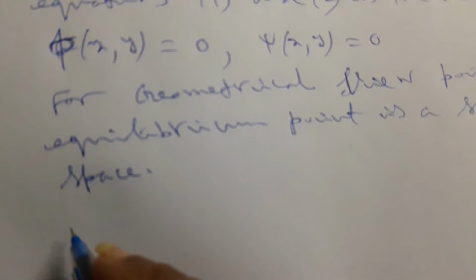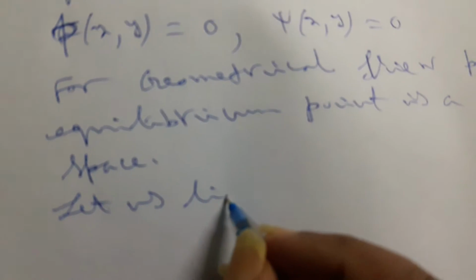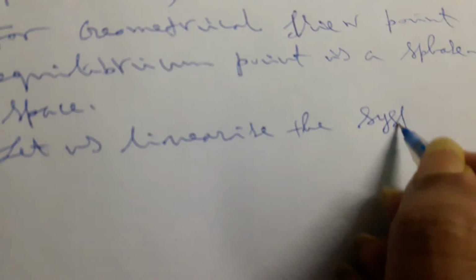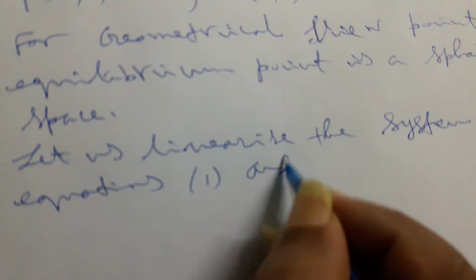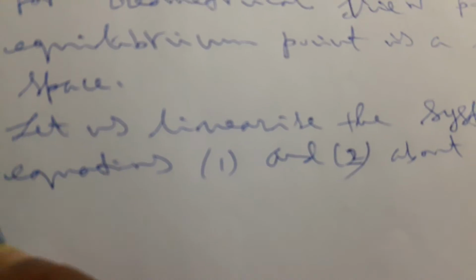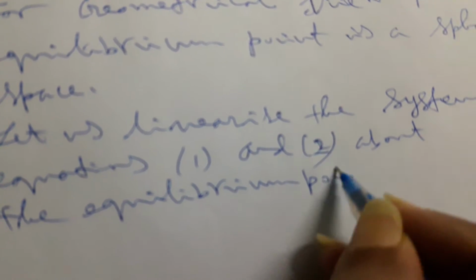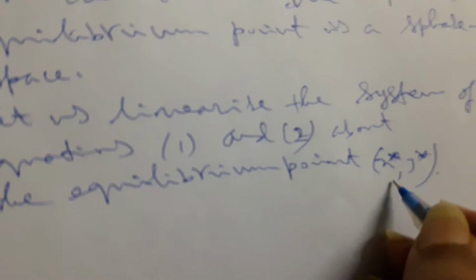Now stay connected with this video. So let us linearize the system of equations 1 and 2, that means these two equations, dx/dt equals phi of x, y and dy/dt equals psi of x, y, about the equilibrium point (x star, y star). We linearize about this point.